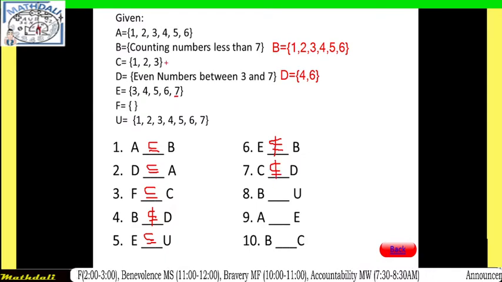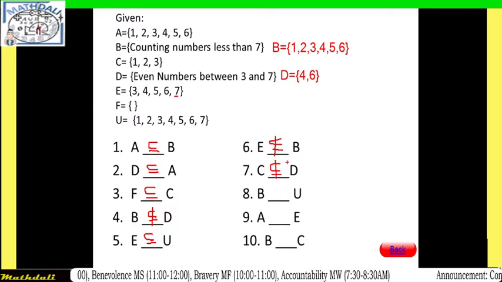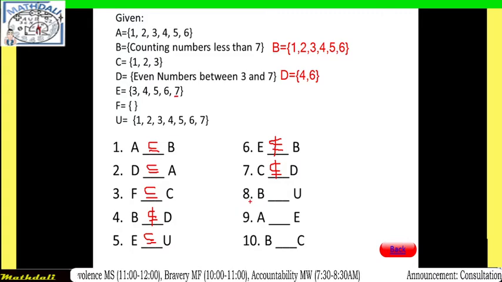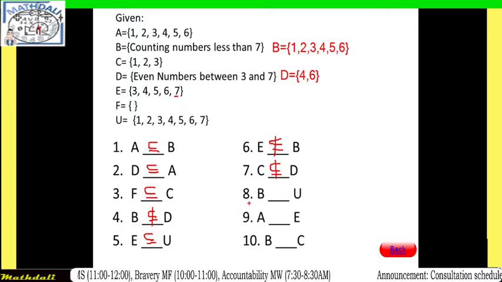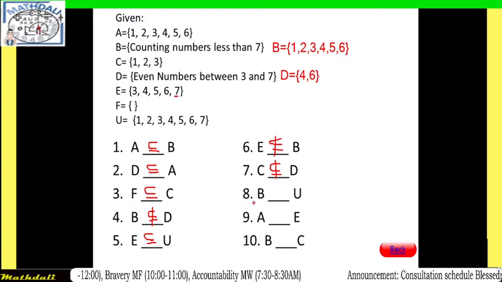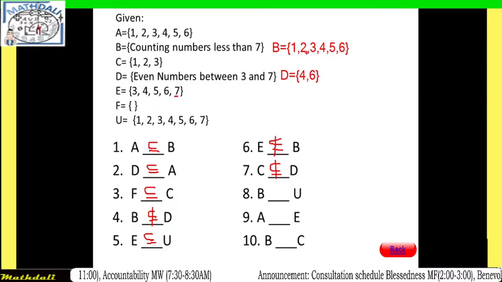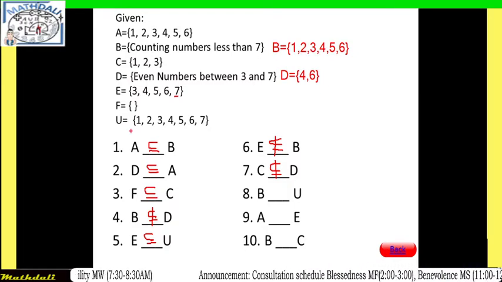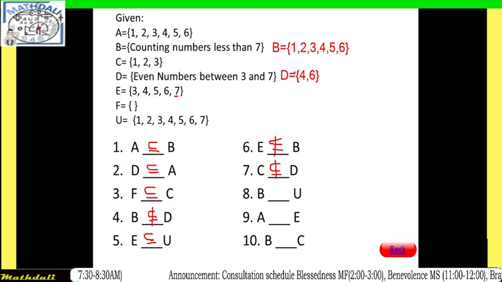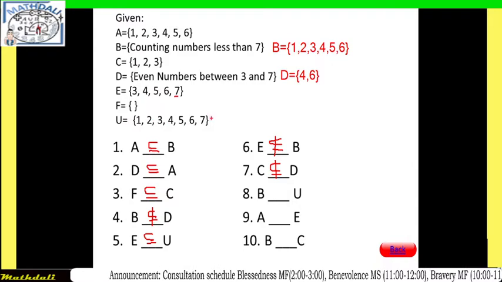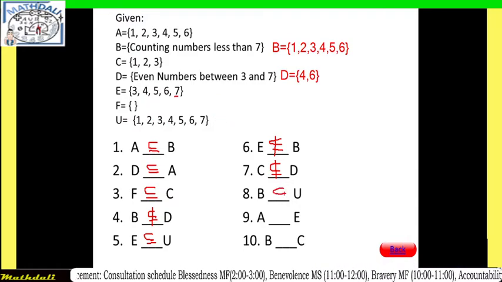Ayan. Kasi wala silang common element. Okay, disjoint kapag walang common element. Next, we have number 8, set B and set U. Set B natin, we have 1, 2, 3, 4, 5, and 6. Ang set U natin, ito yon. Lahat ng element meron si set B ay makikita rin sa set U, so that is a subset.